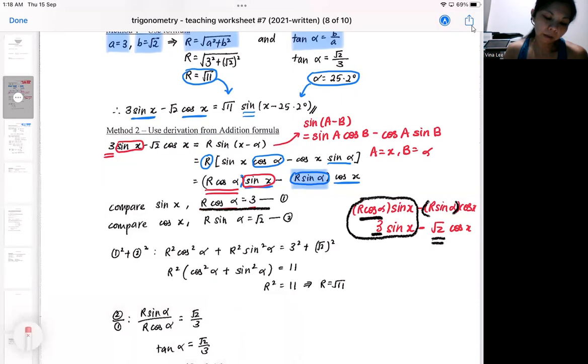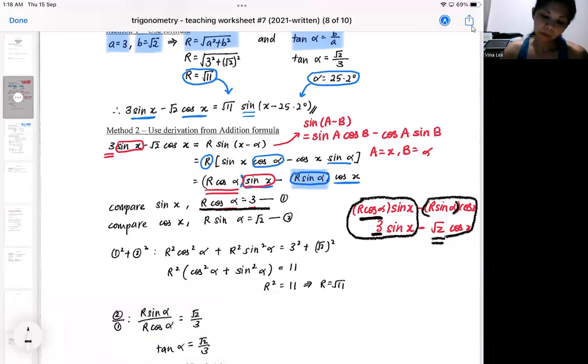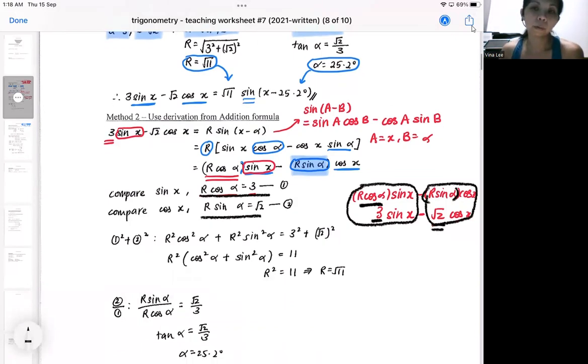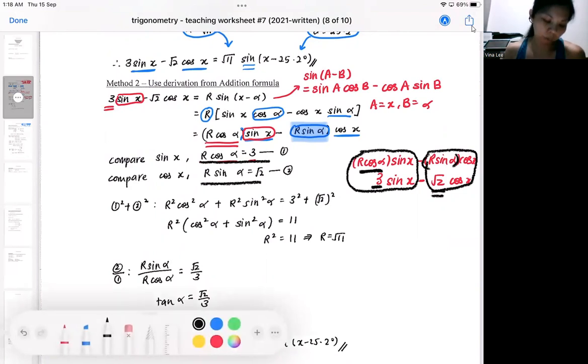After you apply the addition formula and expand, you find yourself grouping r and cosine alpha. So r and cosine alpha is the coefficient of sine x. Now you can put it in this way for comparison. That's how I get my equation 1 and equation 2. From the addition formula, you compare sine x and compare cosine x.